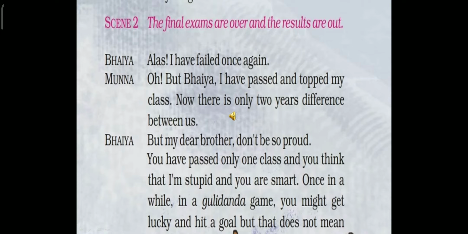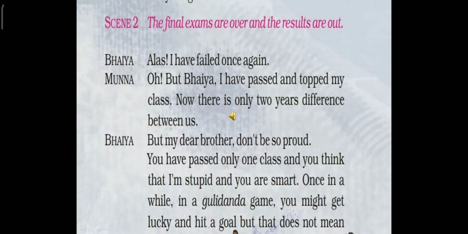So hearing this, Bhaiya says, "But my dear brother, don't be so proud." When Munna is expressing his joy, Bhaiya thinks that he's being proud. But let us not see it in that way. Maybe Munna was just very happy to share his result. Maybe he was not proud. And Bhaiya is also not scolding him, but just warning him. He says, "You have passed only one class and you think that I'm stupid and you are smart." So Bhaiya is a bit offended, and he says that just because Munna has passed one class, he should not think that he himself is very smart and his elder brother is stupid.